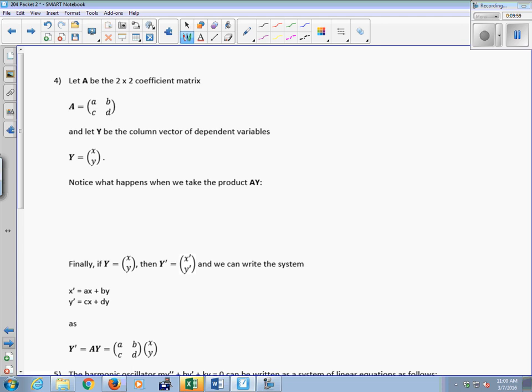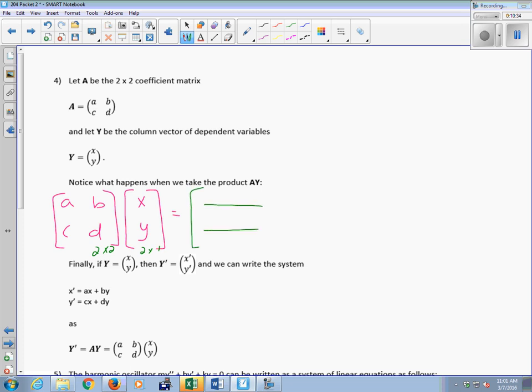The bold y is going to be the column vector of dependent variables x and y. And let's look at what happens when I multiply A times the vector, right? So I've got a, b, c, d times the column vector x, y. And then I'm going to use the exact same process I just showed you for how to multiply. The matrix is 2 by 2. This vector is 2 by 1, so what's my result going to be? 2 by 1, 2 rows, 1 column. So it's just going to look something like that.